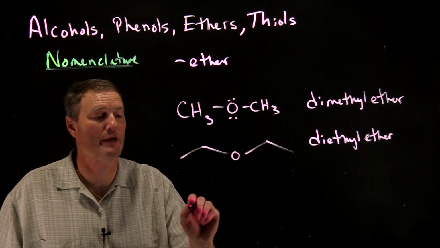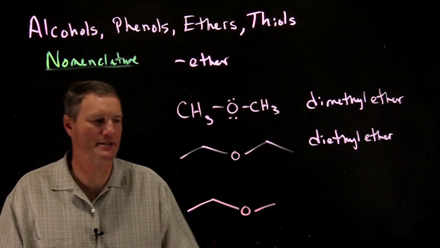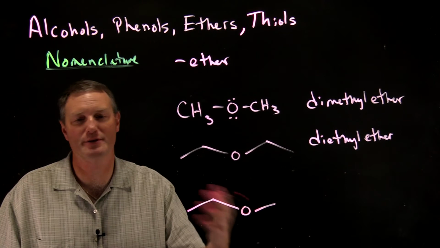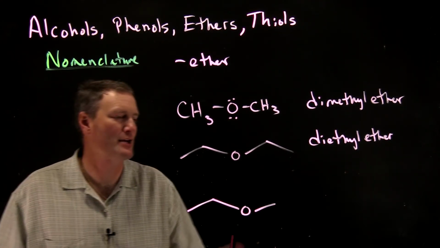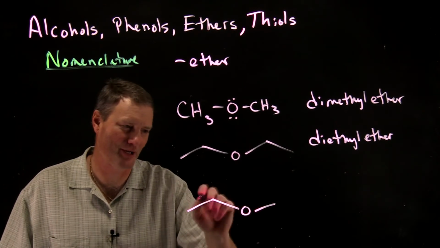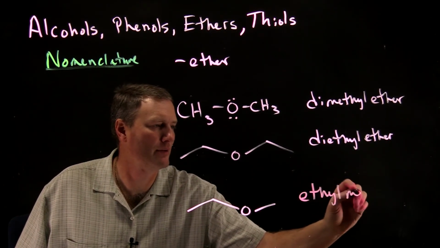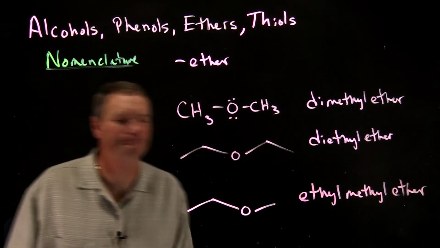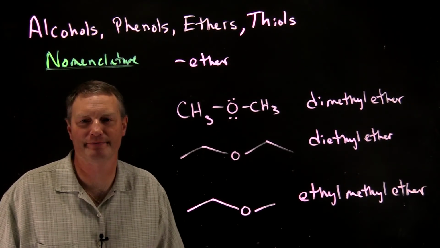Now, what do you do if you have a non-symmetric ether? So let's say we have one that has a methyl group and an ethyl group. Well, you list the 2 substituents alphabetically and then just tack the word ether on there. So since ethyl comes before methyl, this would be ethyl methyl ether. All right, so that covers the basics of nomenclature for ethers.